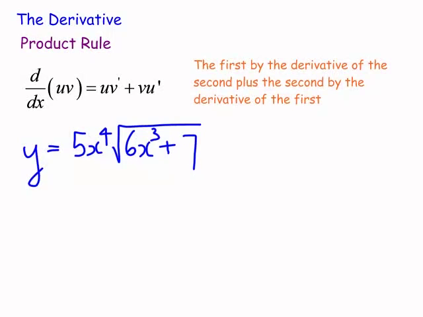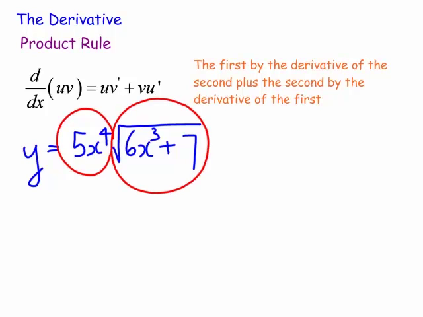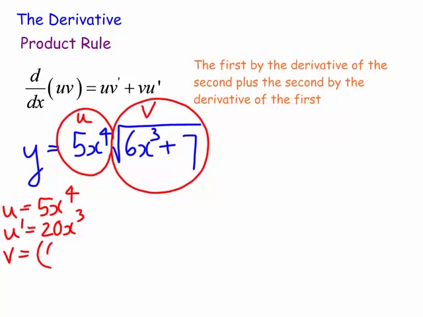So what some people actually do is they put a circle around this one, and a circle around that one, and say that's u and that's v, and then they go down to the side and say, well, u is equal to 5x to the power 4, therefore u dash, the derivative of u, is pretty easy. 5, the 4 comes down, 5 4s are 20, x decrease the power by 1, 3. That's not too bad. And we know v is equal to 6x cubed plus 7 to the power of half. And we differentiated that one before.